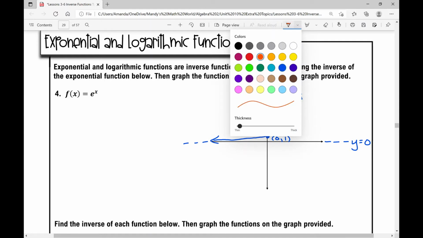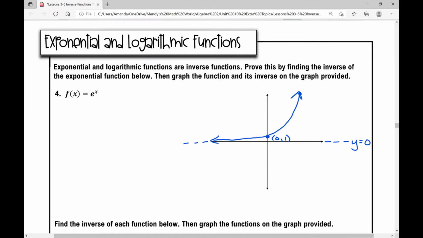What process am I going to do? Same process. I'm going to replace f of x with y. y equals e to the power of x, and then I'm going to switch x and y. So x equals e to the power of y. And when I'm trying to get the variable that's in the exponent all by itself, I'm going to have to take the log of both sides. And in this case, since I have a base of e, I'm going to take the natural log of both sides. So the natural log of x equals the natural log of e to the power of y.